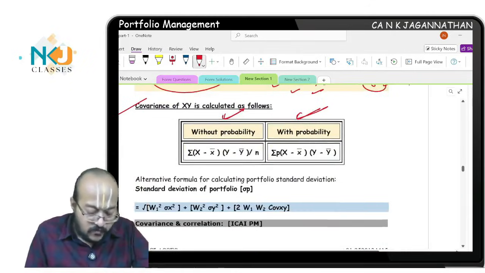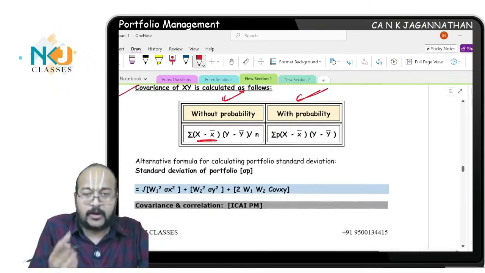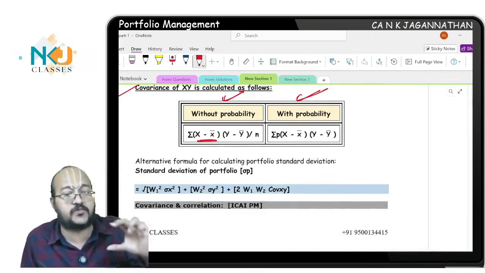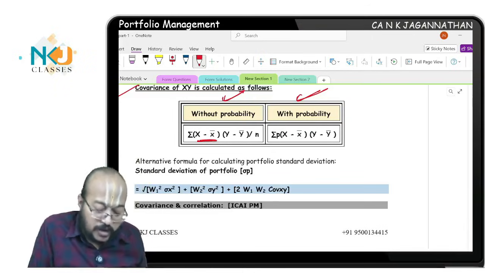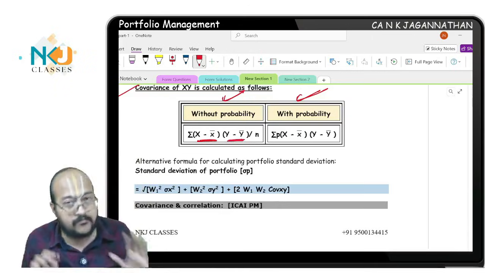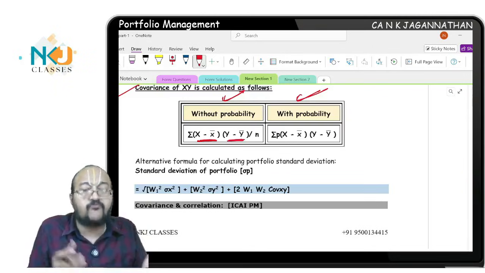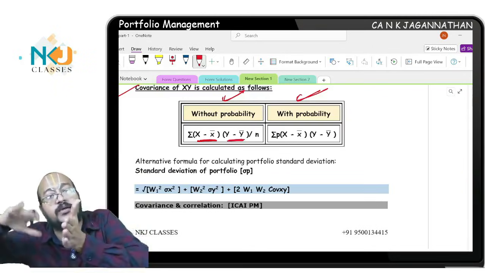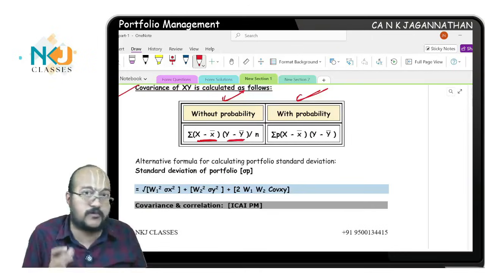Covariance, how to compute? See, summation of x minus x bar. We already have one column, x minus x bar, that will be the same. Y minus y bar we also computed, that is also the same. Now, for computing covariance, we will add one more column wherein we multiply x minus x bar as well as y minus y bar in one single column. Are you understanding? I'm going to solve and show you.